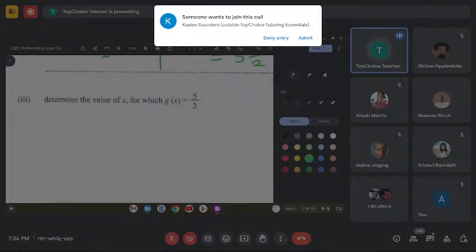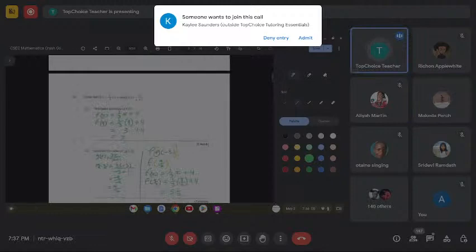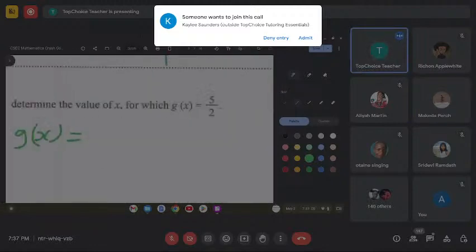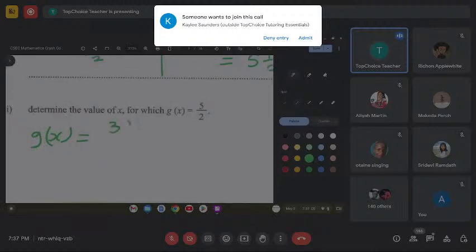So let us start by writing what g of x is first, because that is what they have in the question. g of x is equal to our initial formula for it, 3x over x plus 1. So I'm going to put that here as 3x all over x plus 1. And they tell us that g of x is equal to 5 over 2.